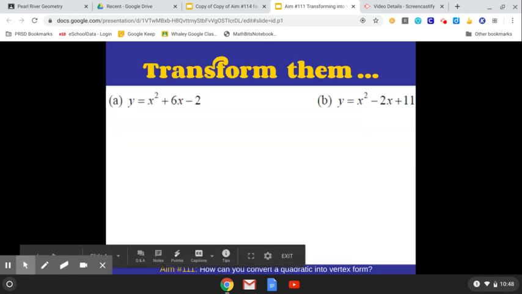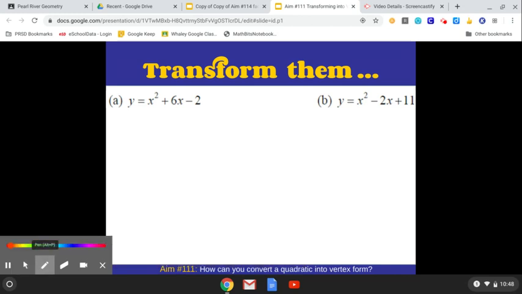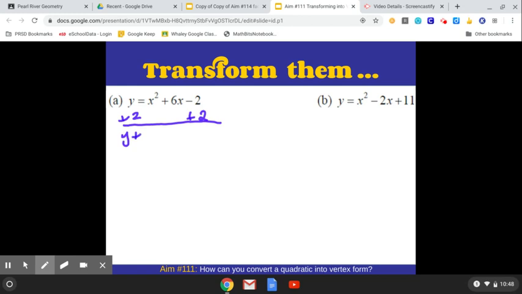Okay, so here's two more for us to watch so that you can practice. All right. Remember, first step, bring the constant to the other side. So plus 2, y plus 2 is equal to x squared plus 6x. Now I take my b value, which in this case is 6. Divide it by 2, gives me 3. Square that. And then add that to both sides.